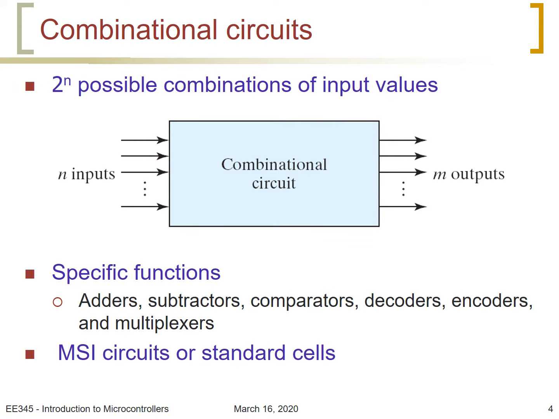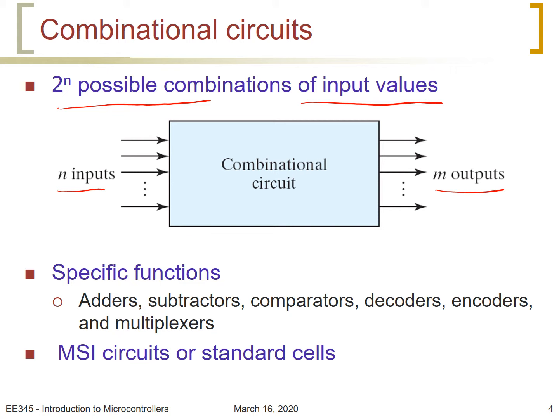This is a block diagram, or a black box, of what we call a combinational circuit, and this circuit has n inputs on the left hand side and m outputs on the right hand side. We know that n inputs have 2 to the n possible combinations for the values. This means if we have only 2 inputs, there are 4 combinations, which are 0 0, 0 1, 1 0, and 1 1. If we have 3 inputs, we have 8 combinations, and so forth.